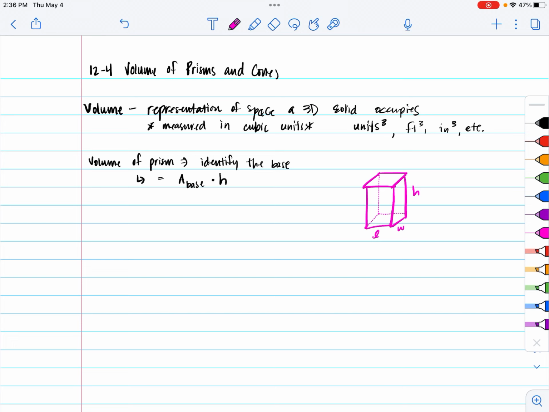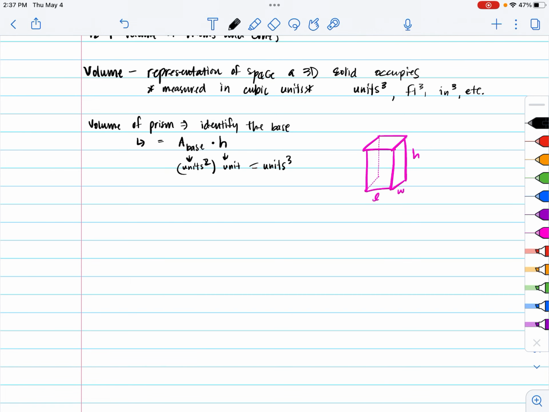So let's do it. We have an area that's always measured in units squared, and that's getting multiplied with a height that's a unit by itself, which makes our units cubed. Okay?